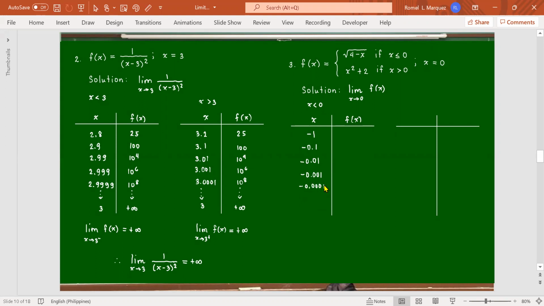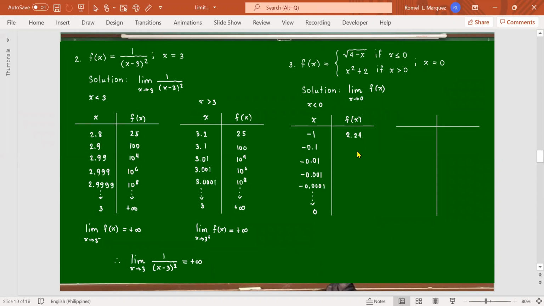-0.0001. Let's say up to this. And let's see if we can now find a pattern. Going to be 0. When x is -1, what is f of x, guys? Is it 2.24? Am I right? We're going to use the radical, square root of 4 minus x, because we are assigning values to the left of 0. Am I right, guys?